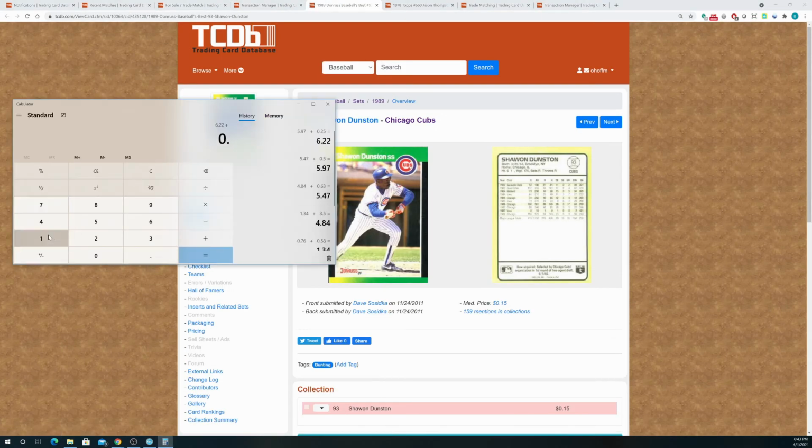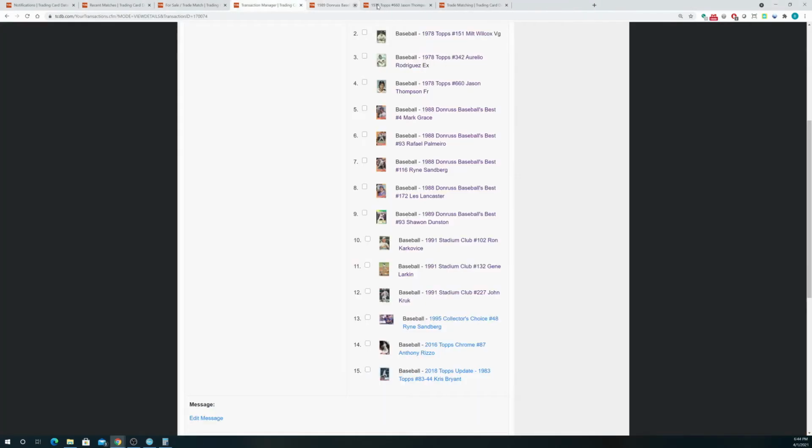That one's 0.15. So right now I'm at $6.37. I'm definitely over my $1.50 range. Would it be worth me spending 55 cents to get $6.37 worth of cards? I say yes, it would. And that's up to you, your own opinion. But I think it's worth it for that.